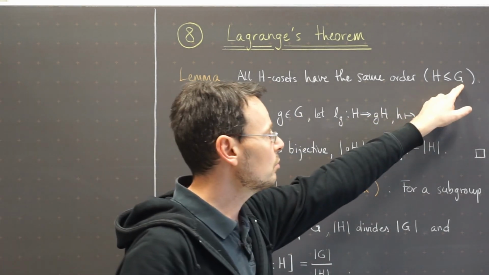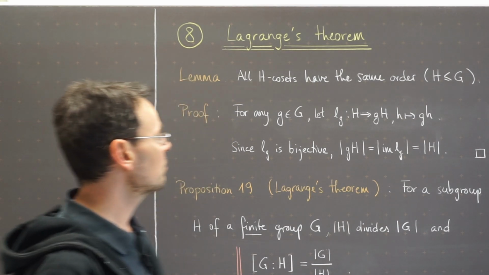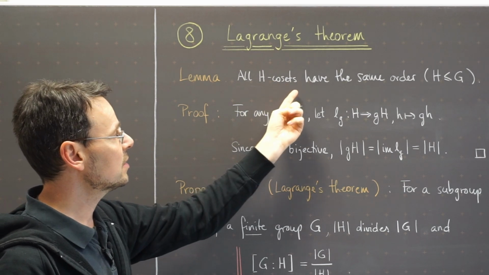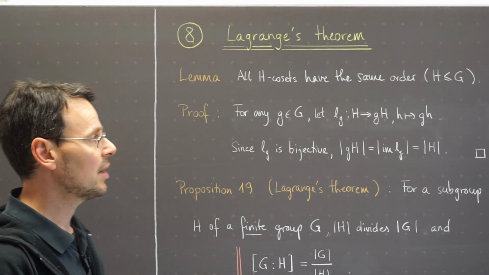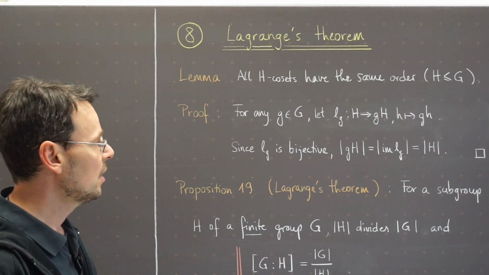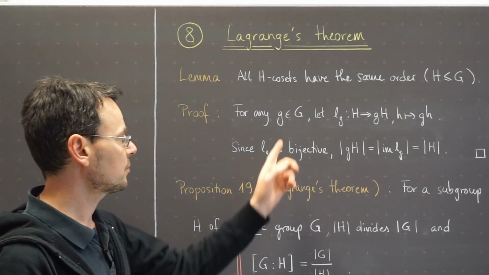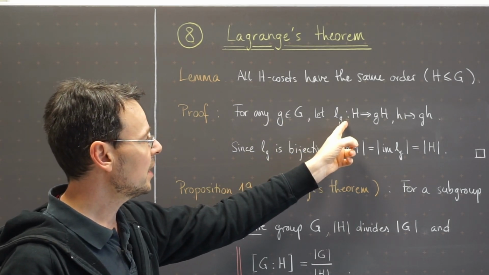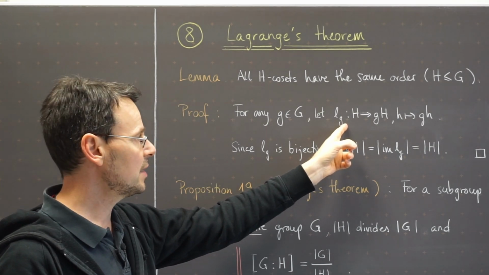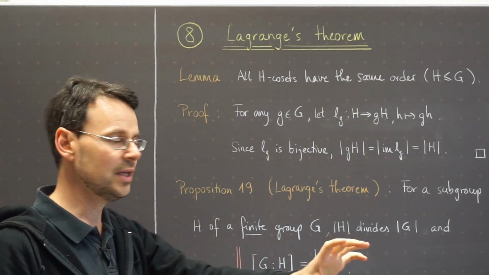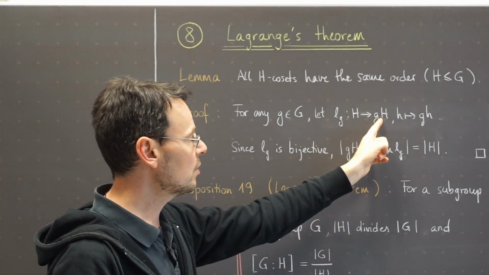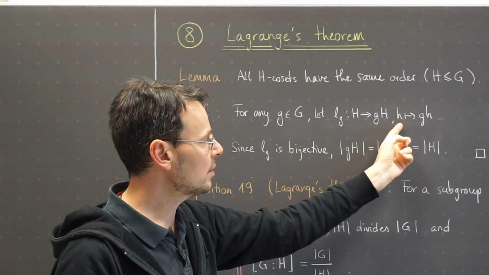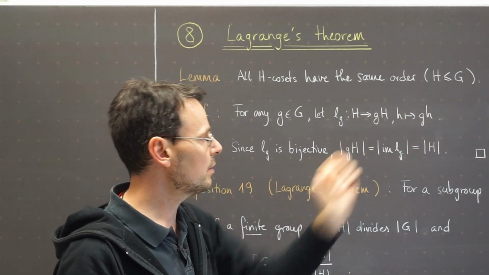So, as always, we have a group G, we have a subgroup H of this group G, and then we prove the following lemma, namely that all the H cosets are of the same order or have the same cardinality as sets. The proof is pretty simple. We take any arbitrary element in G, and then we take the left translation by this element, but not as a map from G to G, but as a map from H to the coset gH. And as the name suggests, it is simply multiplying any element of H from the left with the element g.